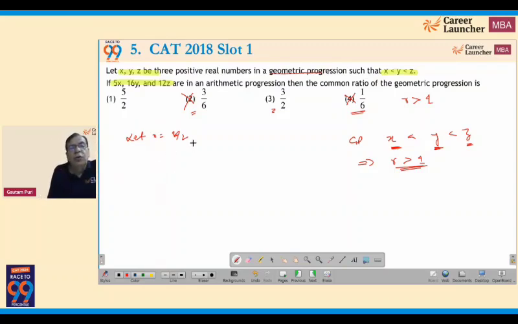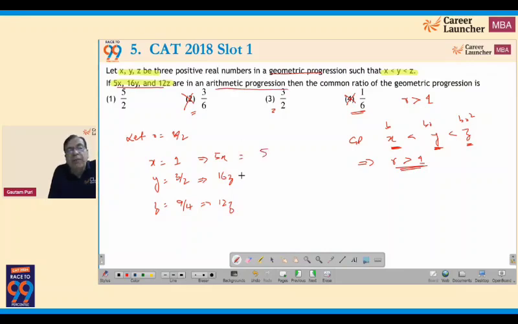Okay. So if R is equal to 3 by 2, that means let me take X equal to 1. If X is 1, Y becomes 3 by 2, Z becomes 9 by 4. After all, if X is equal to B, this will be BR, this will be BR square. That is all I have done. 1 into 3 by 2, 3 by 2 into 3 by 2. Now what do we want? We want 5X, 16Y and 12Z. So let's calculate 5X, 16Y and 12Z.